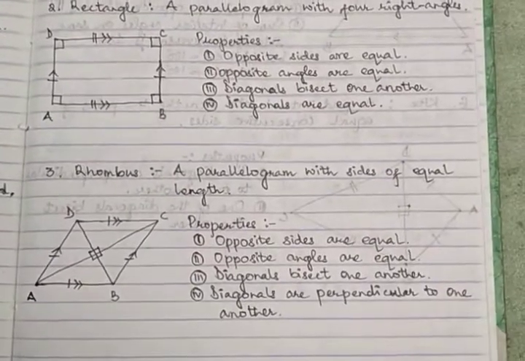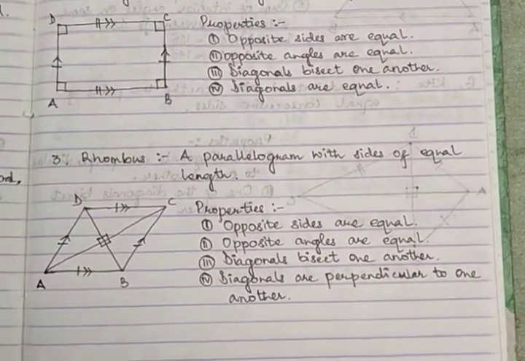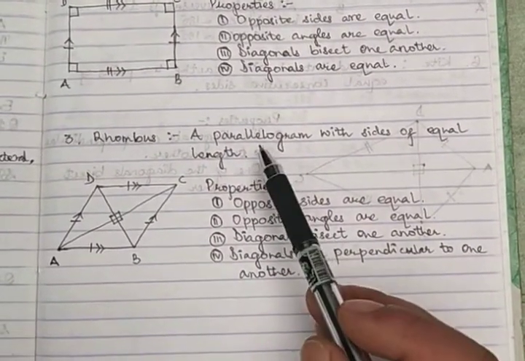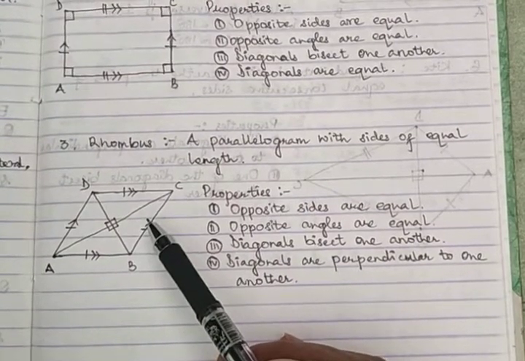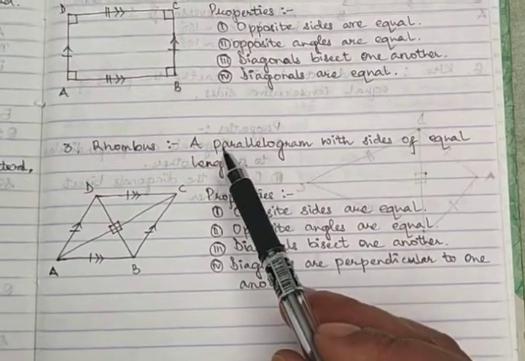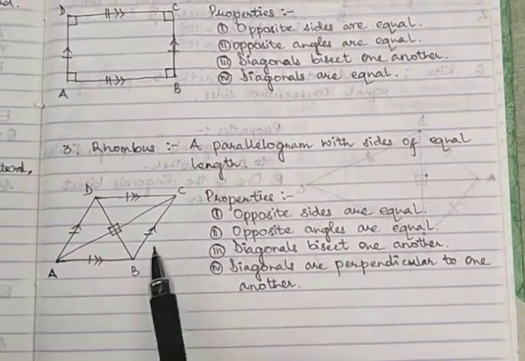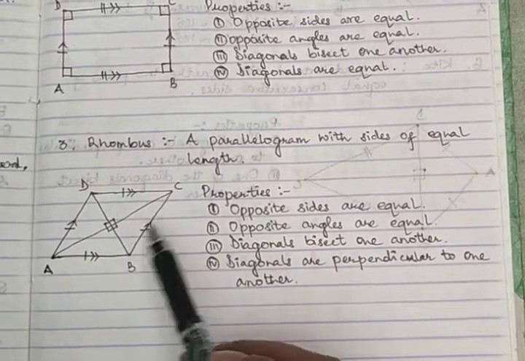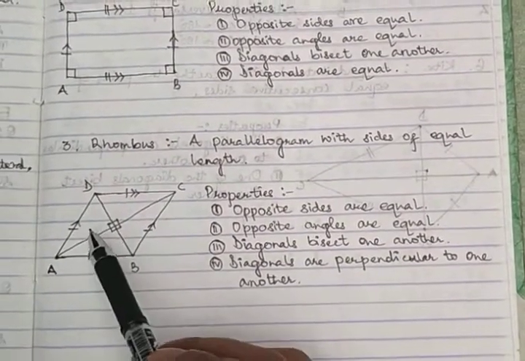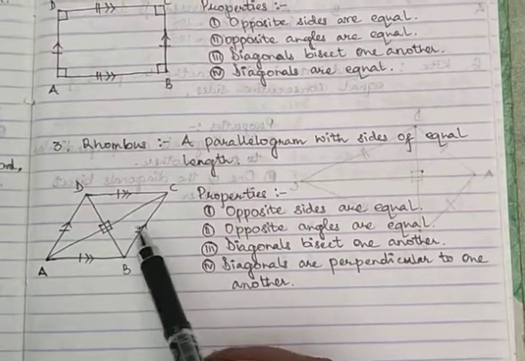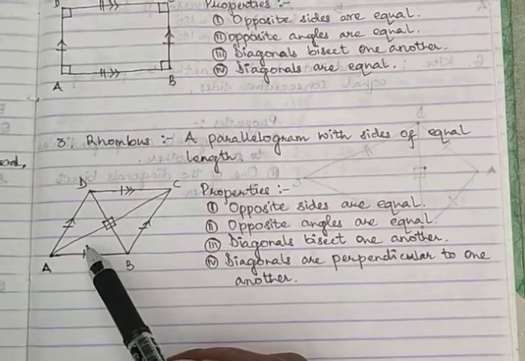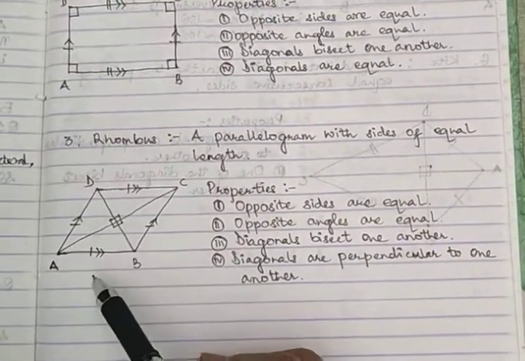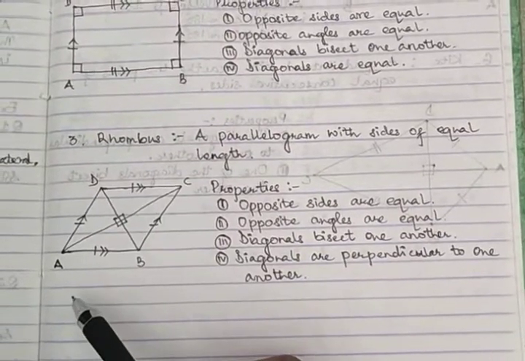Now the next one is the rhombus. So number 3, it's the rhombus. Again, a parallelogram with sides of equal length. A parallelogram means it will exhibit all the properties of a parallelogram, isn't it? Now what is the unique thing in here is that it is a parallelogram with sides of equal length. That is why I have drawn two arrows on one pair of opposite sides, and one arrow on the other pair of opposite sides. That means opposite sides are parallel, that is what we get to know, isn't it? But see, all four sides are marked with just one cut.